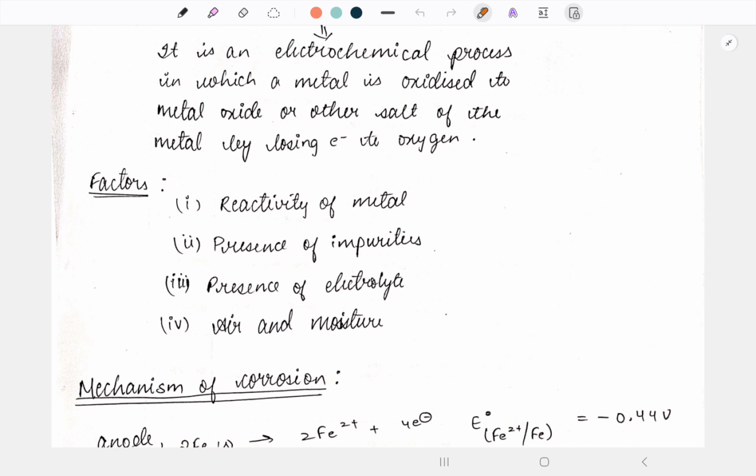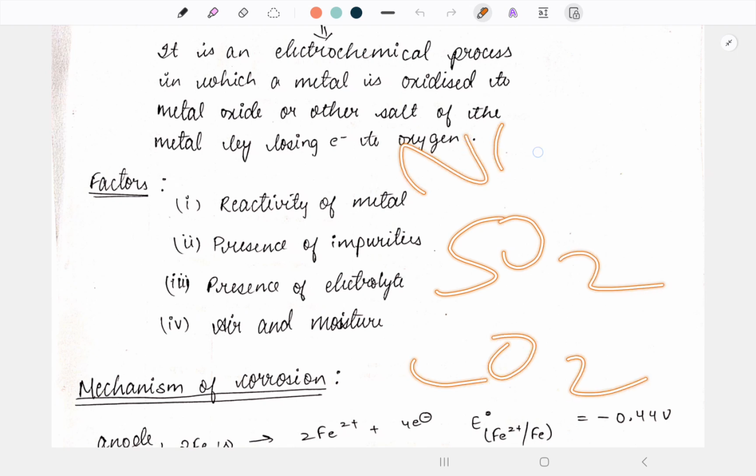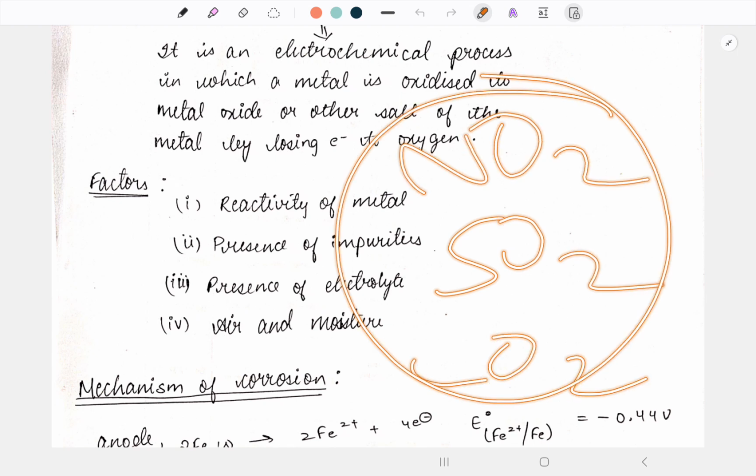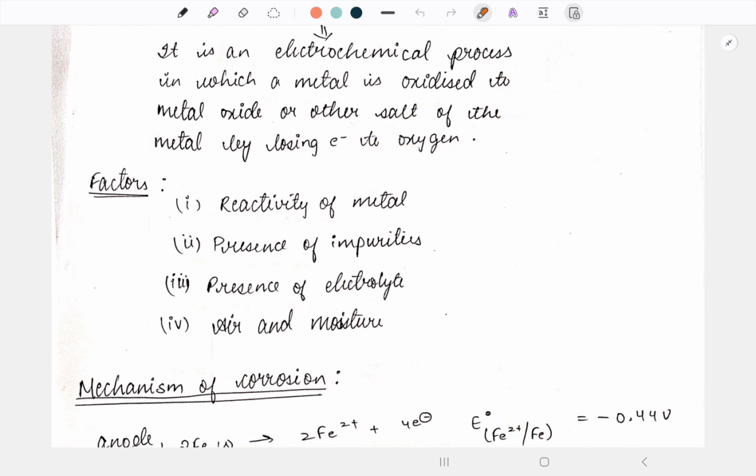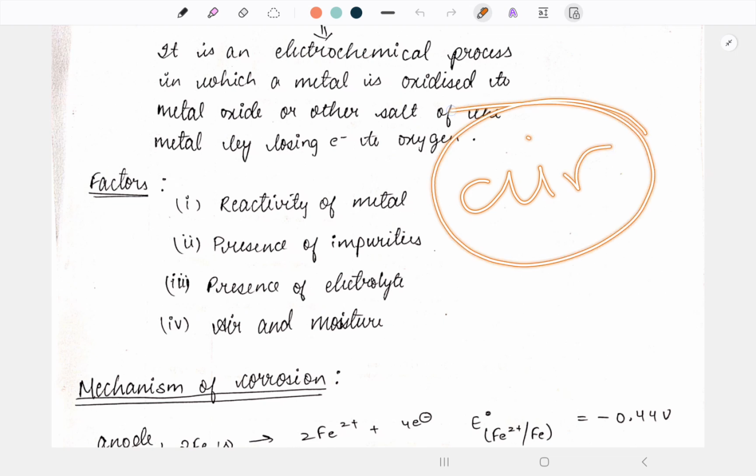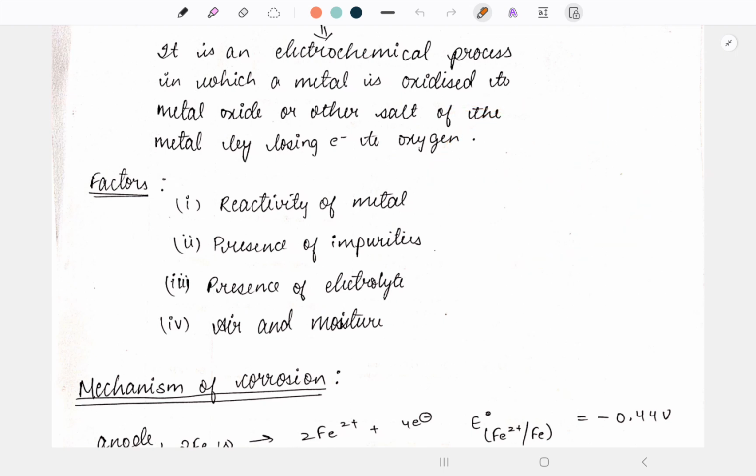Next is air and moisture. So the presence of moisture and air can easily cause this rusting. The presence of gases like SO2, CO2, NO2 in the air accelerates the process of rusting. So if the metal is placed in vacuum, then there will be no rusting. So air and moisture are very important factors which affect rusting.